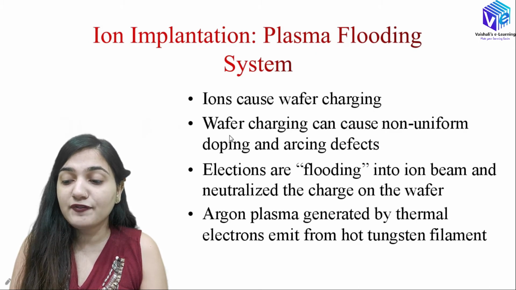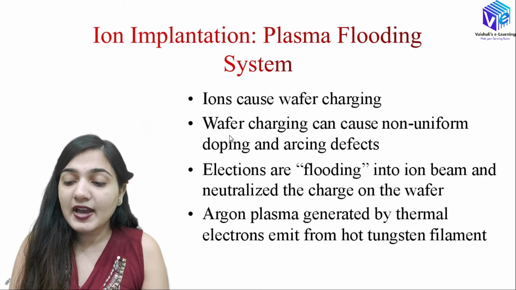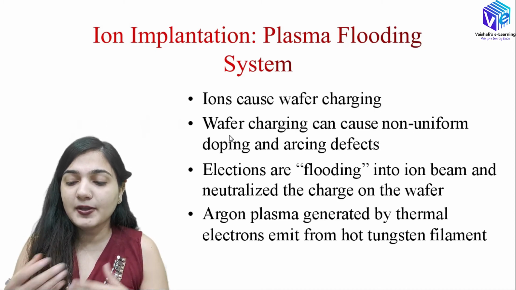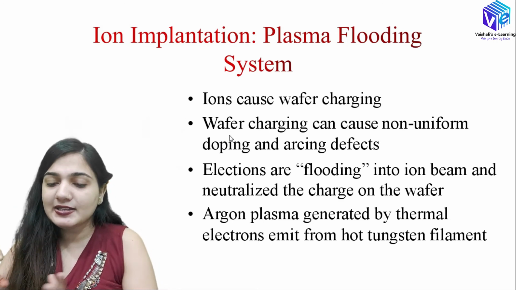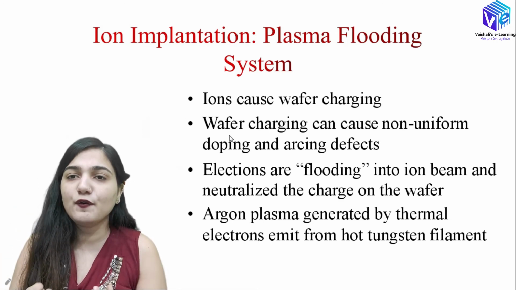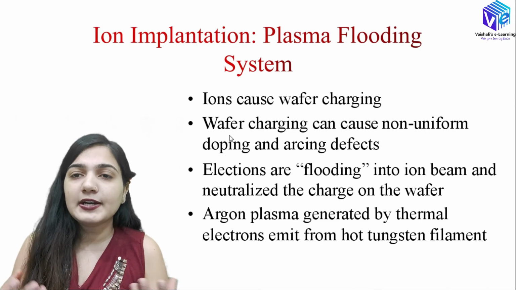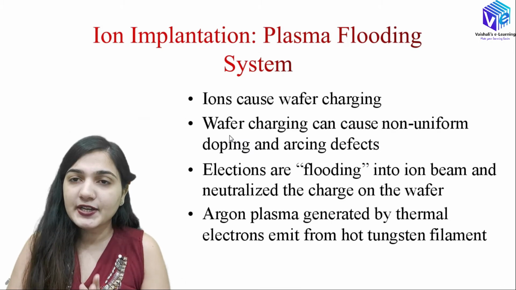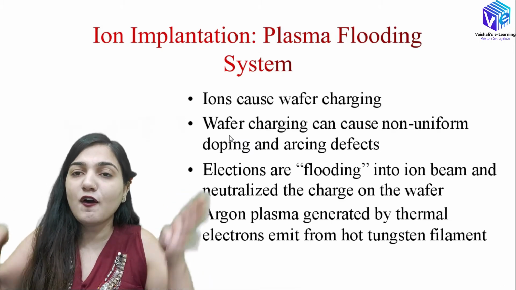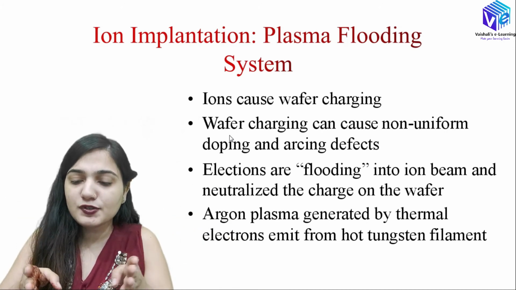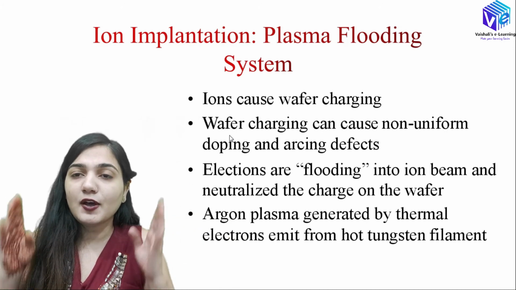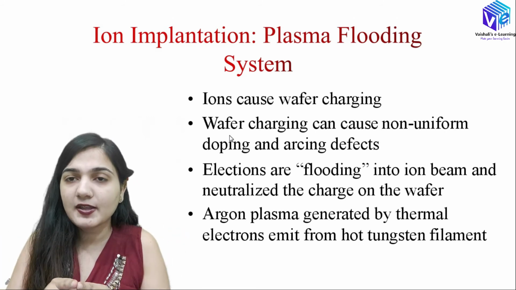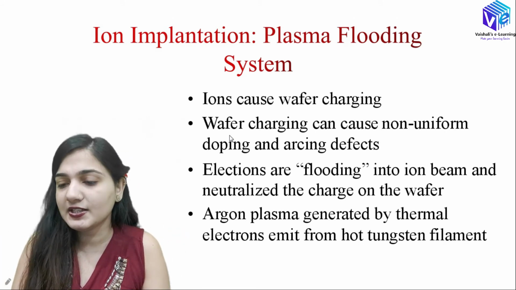So electrons are flooding into the ion beam and neutralizing the charge on the wafer. So with the help of the plasma, we are neutralizing the charge so that only boron will go and be accumulated inside the wafer as the doped region. The argon plasma is generated by the thermal electrons emitted from the hot tungsten filament, and this is why we are using the hot tungsten filament: it generates the plasma which we can use to neutralize the charge.